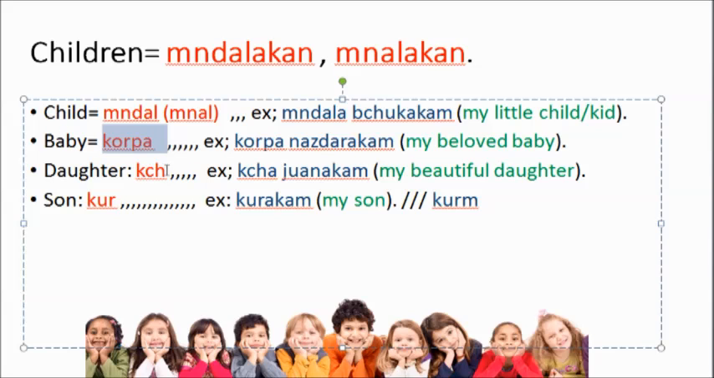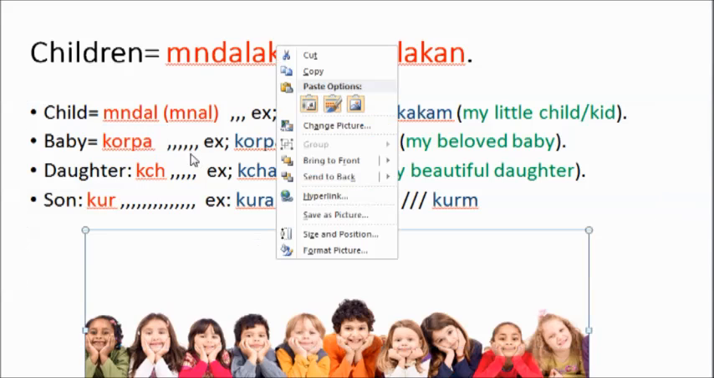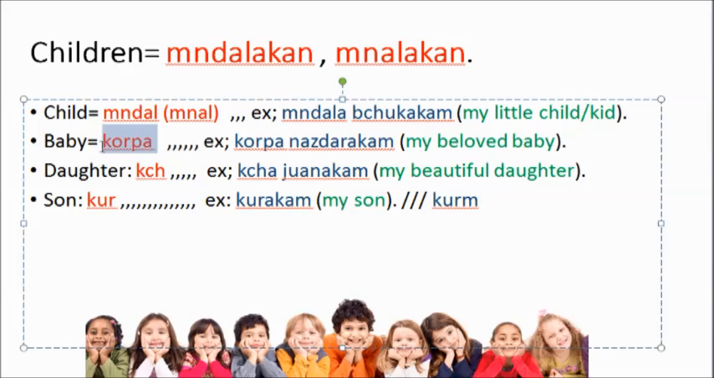Baby means korpa. Korpa, basically when your child is very, very young, maybe not 1 year old, like 5 months or something, it's called korpa. And also when it's in the mother's belly, it's still korpa. Okay, I forgot the example for mandal. So mandala bchugakam, basically this is what a woman or a man calls their little kid. They say mandala bchugaka, meaning my little kid or my little child.